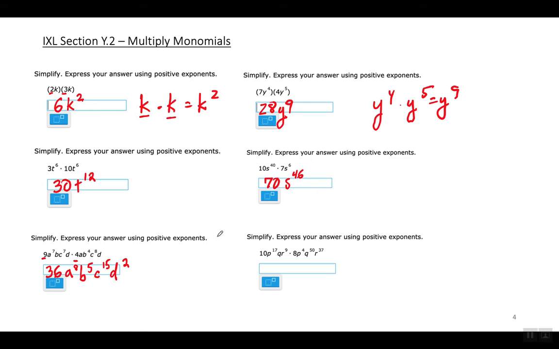That's very simple. All right, over here, 10 times 8 is 80. P to the 17th power times p to the 4th power is p to the 21st power. Q to the 1st power times q to the 50th power is q to the 51st power. And r to the 9th power times r to the 37th power is r to the 46th power.